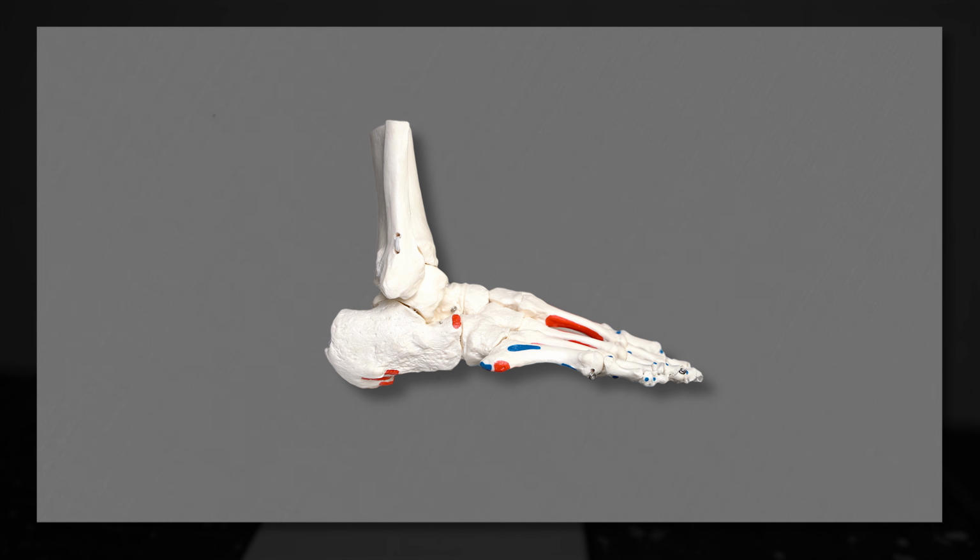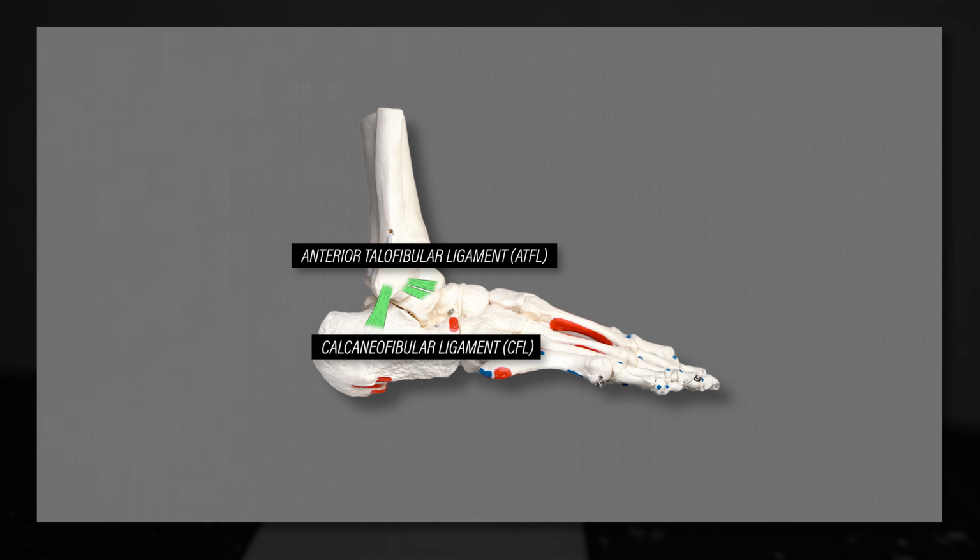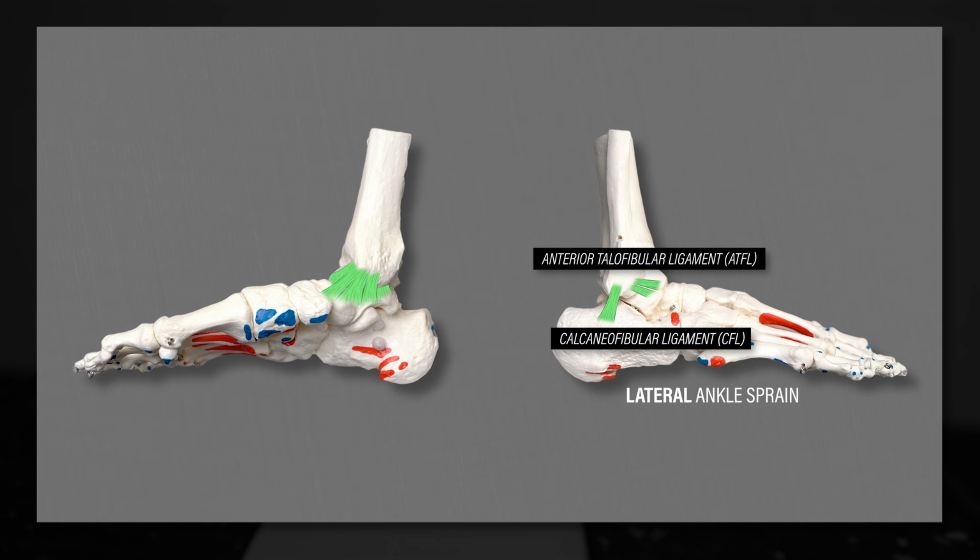The ligaments that support the outer portion of the ankle are the anterior talofibular ligament, or ATFL, and calcaneofibular ligament, or CFL. These are the ligaments most often injured during a lateral ankle sprain. The ligaments that support the inner portion of the ankle are collectively known as the deltoid ligament.